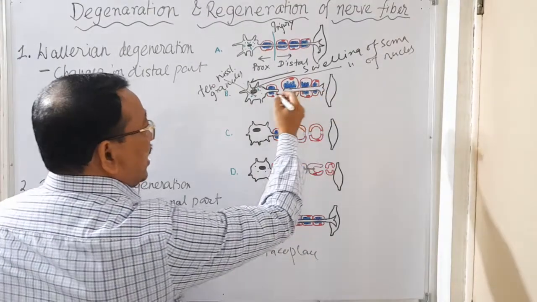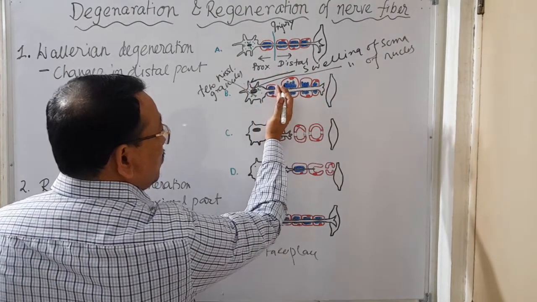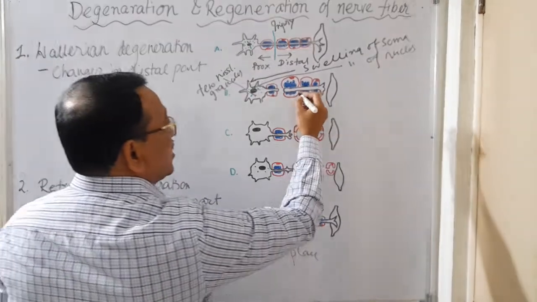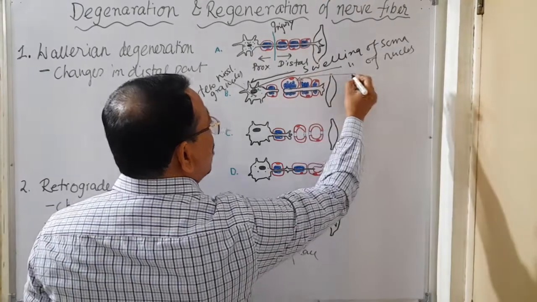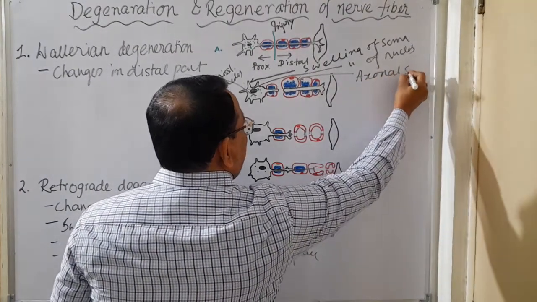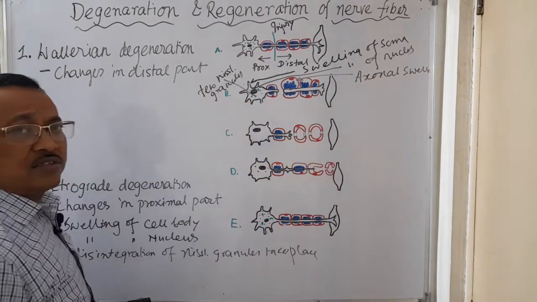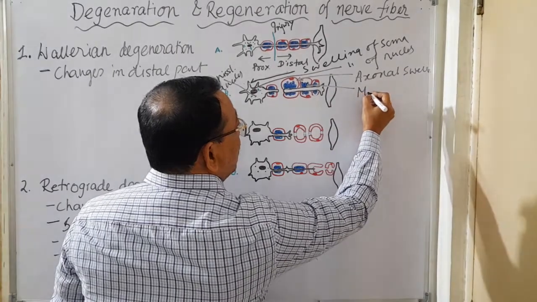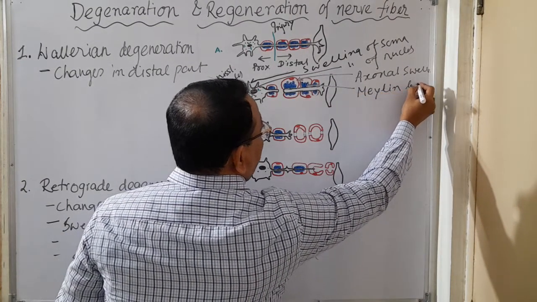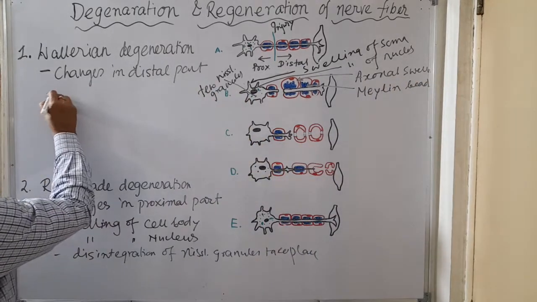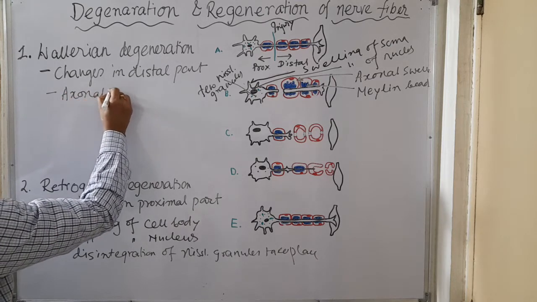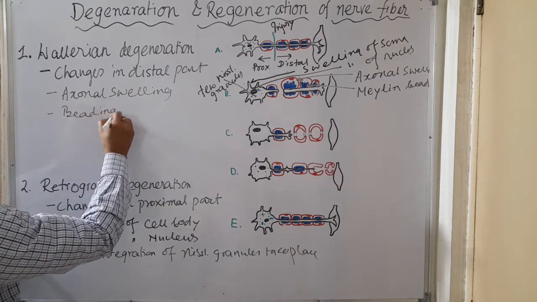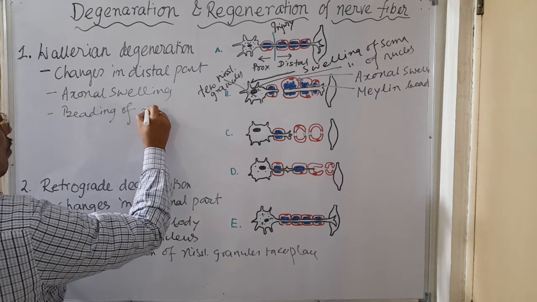Now, this is the proximal part or retrograde degeneration. In the Wallerian degeneration, distal to the injury, what happens? Here you see swelling of the axons also, so axonal swelling also takes place. Secondly, there are bead formations, so myelin beads or beading of the myelin. So the changes include the axonal swelling and beading of the myelin sheath.